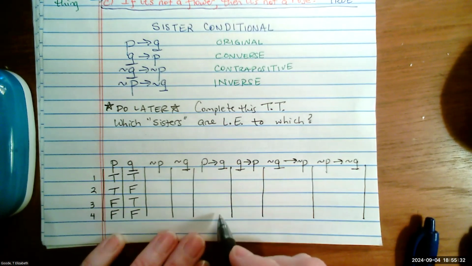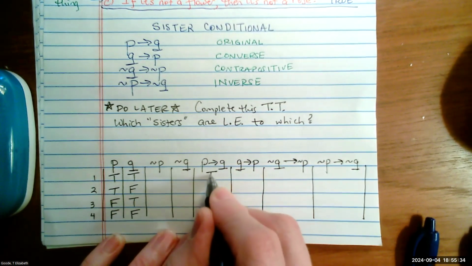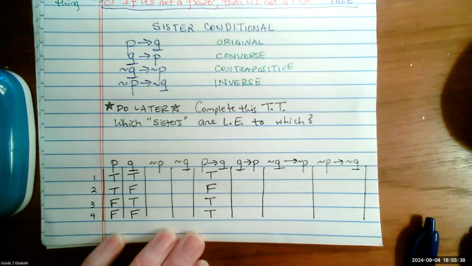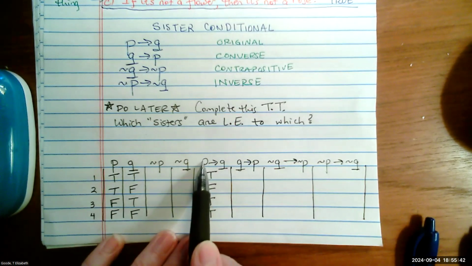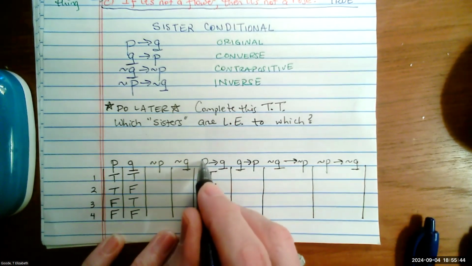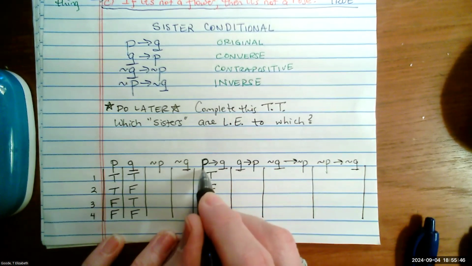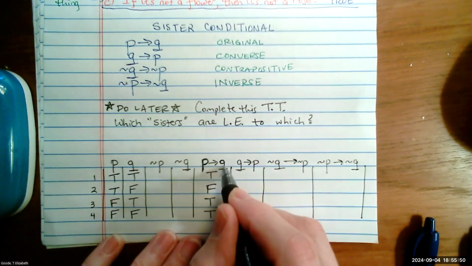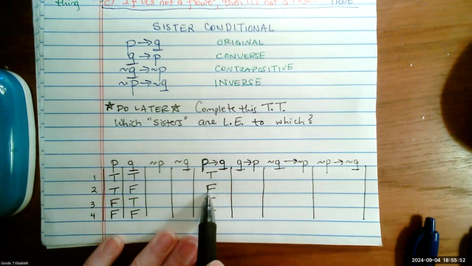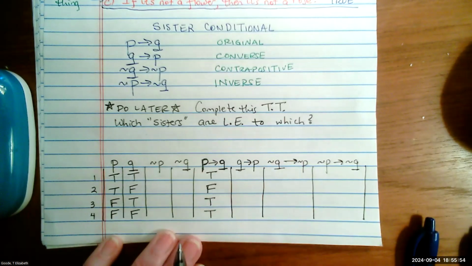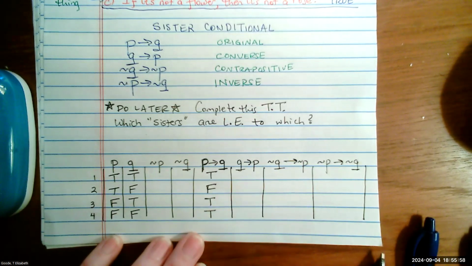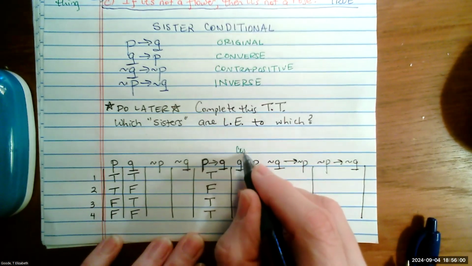So under P implies Q, we learned tonight that it's only false in row 2. And it's true everywhere else because an implication only fails if the hypothesis, which is the part on the left of the arrow, is true, and the conclusion, which is what the arrow points to, is false. It's the only time that that implication would fail. So let's look at the converse. Let's look at this column for the converse.